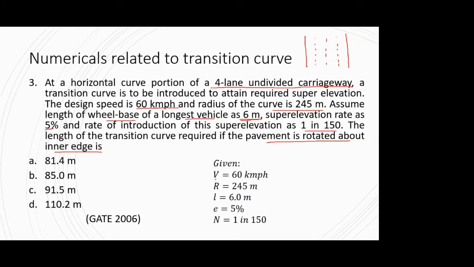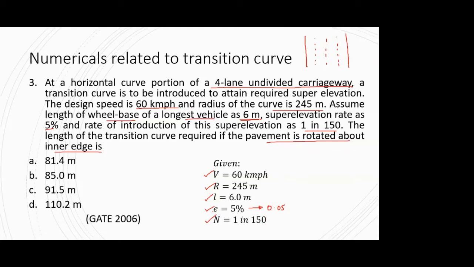So if I look at the given data, they have the design speed 60 kmph, the radius 245 meter, small l, that is the wheelbase, 6 meter, then superelevation value e is 5%, again an unusual way. So it's nothing but 5% is 0.05. In the previous example we had seen it was given in fraction. Here it's given in percentage. Both you can convert to the decimal value. And then your N is 1 in 150, that is the rate of introducing a superelevation.